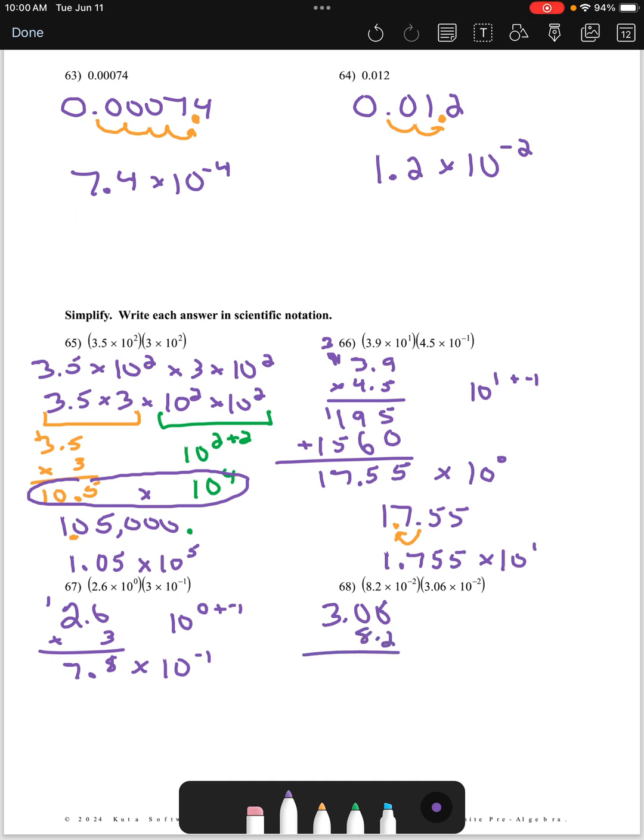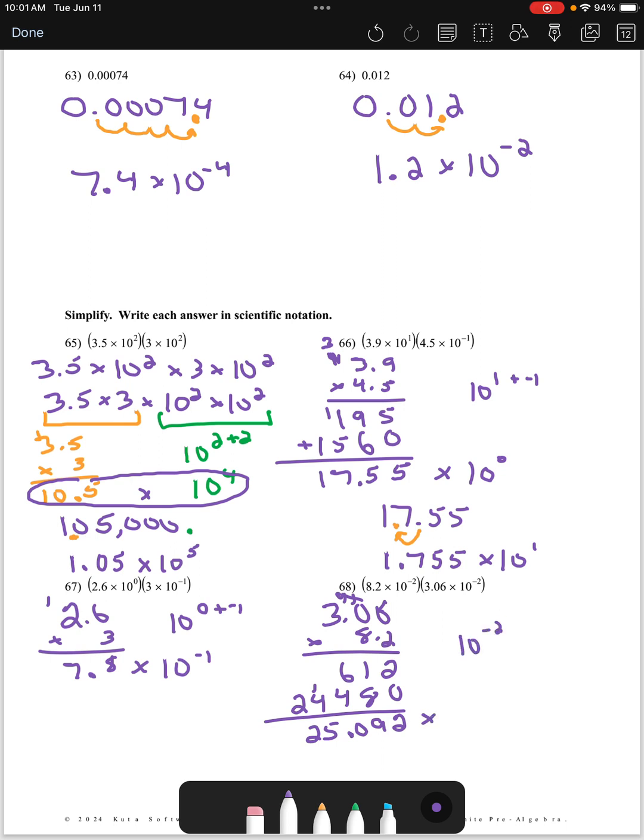Finally, in 68, we're going to have 8. Actually, let me do this the other way around. It'll be a little bit shorter. 3.06 times 8.2. So 2 times 6 is 12. Carry the 1. Just have the 1 now. 3 times 2 is 6. Start with a 0. 8 times 6 is 48. Carry the 4. But that means the 4 is right there. 8 times 3 is 24. Do our addition. 2, 9, 10. Carry the 1. 5, 2. 1, 2, 3 decimal places.